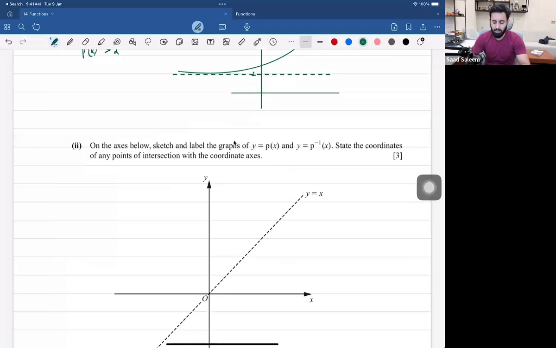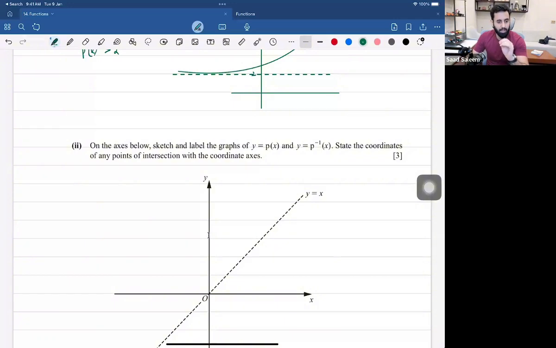Earlier, I think in yesterday's class, somebody asked a general question: how do we know whether the graph of f of x and f inverse of x will intersect or not? First of all, a standard rule: any exponential graph and its inverse will not intersect.